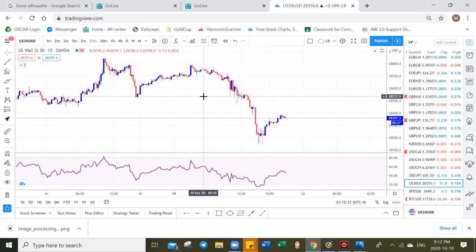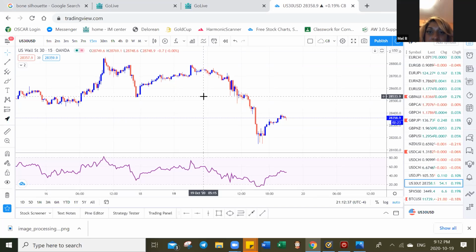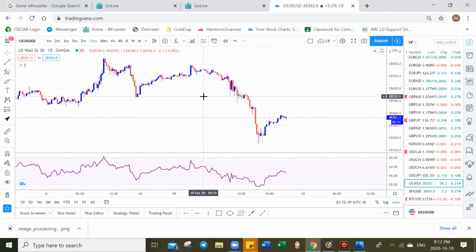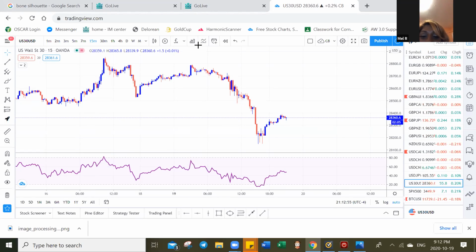No problem. Before you guys leave the call, I want to show you guys one thing. Hang on a second. I can't find it on the chart right now, but I'm going to show you live examples of divergence.